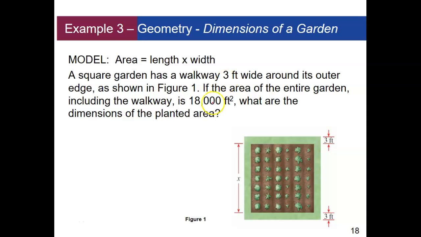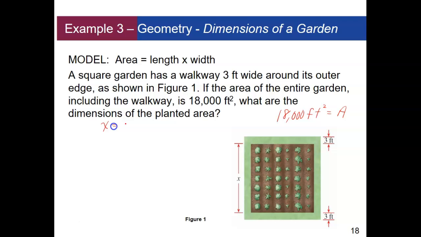Okay, some of our models that we're going to be referring to are geometric in nature. They may be area formulas, they may be volume formulas, they may even be the Pythagorean theorem that involve geometry. This particular example, we have a square garden that has a walkway that's 3 feet wide around its outer edge, and we see the diagram here. If the area of the entire garden, including the walkway, is 18,000 square feet. So we've got 18,000 square feet is the total area. What are the dimensions of the planted area? So we're looking for the dimensions of the planted area.